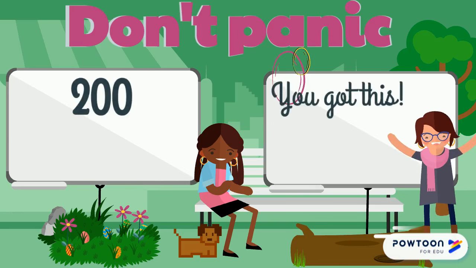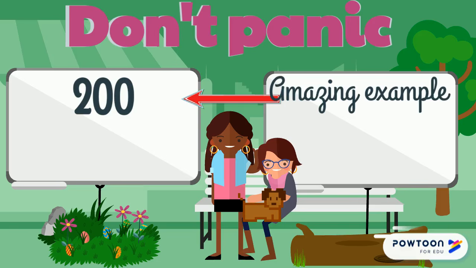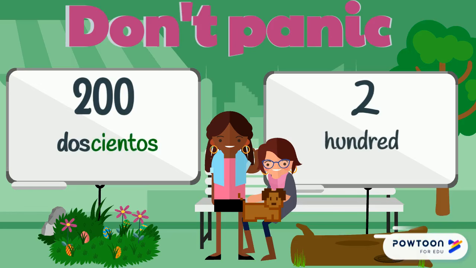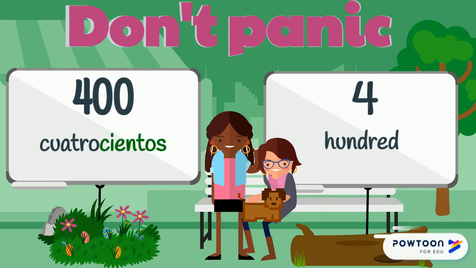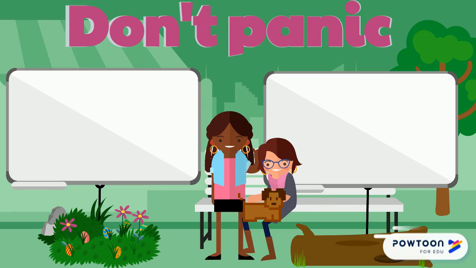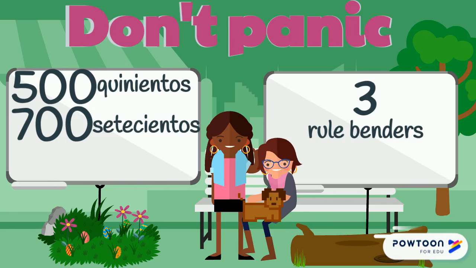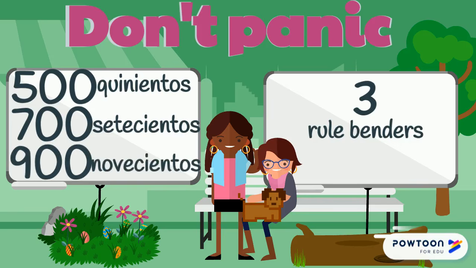Let's look at 200 as an example. If you read from left to right, the first word you'll say is two, and we all know the Spanish word for two. So we say dos, and then we say the word for 100, cientos, and that gives us 200. 300, 400, and the pattern stays the same. There are three that break that pattern, and those are 500, 700, and 900.